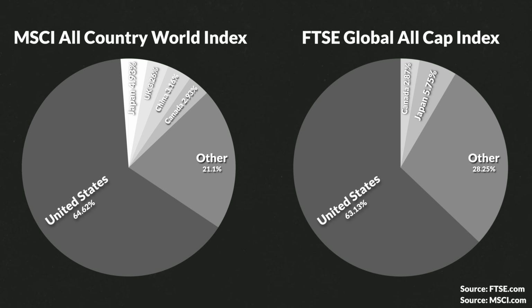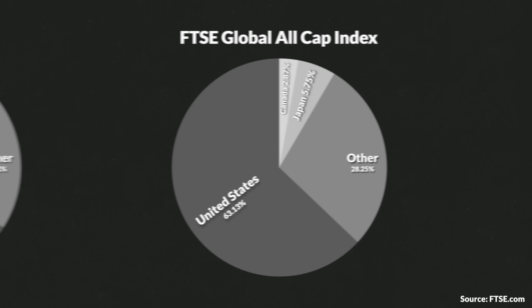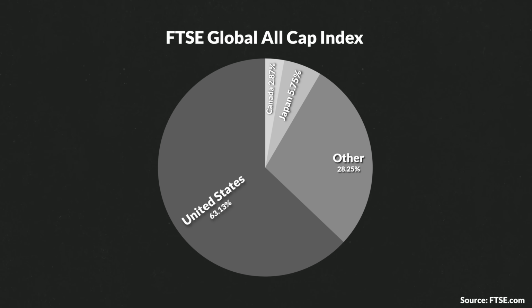In general, in both indices, you can see that the United States is the largest market in the world by far, so it takes up the largest piece of the pie in both charts. If we look at the FTSE Global All Cap Index specifically, you can see that the US takes up 63.13% of the chart, Japan takes up 5.75%, Canada takes up 2.87%, and then another 38 countries take up the other 28.25%. So what does this mean to us?